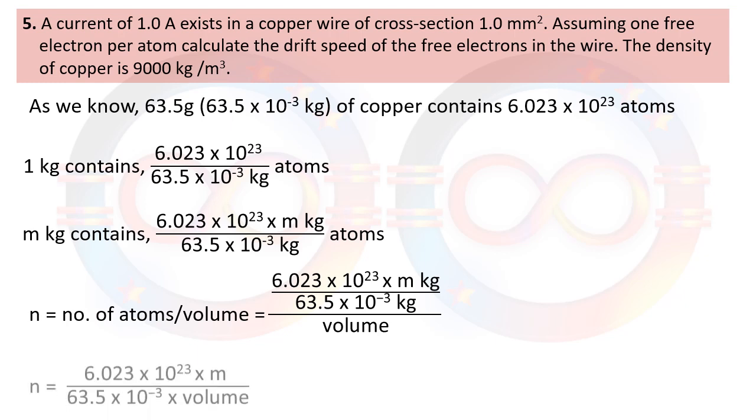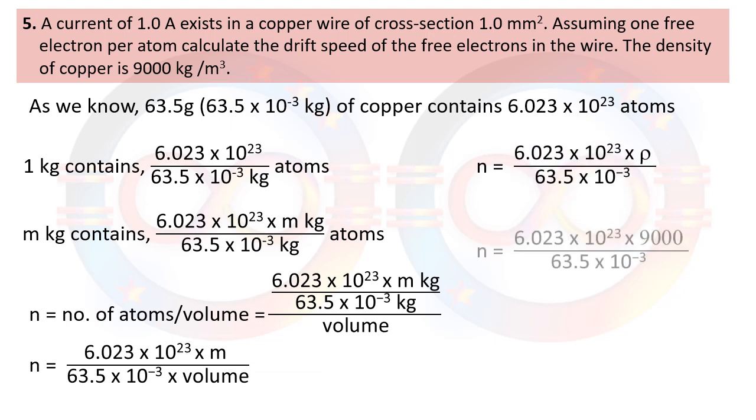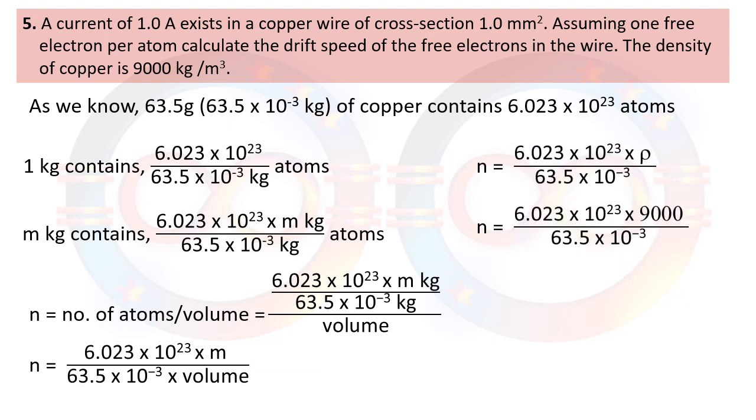Once we divide by volume, it is nothing but mass per unit volume, and mass per unit volume is given in the question, that is density. So here, mass per unit volume, in order to calculate the total number of atoms present in the copper, we put rho as 9000 kg per meter cube, and once we calculate this value, we will be getting 8.535 into 10 raised to 28 atoms per meter cube.